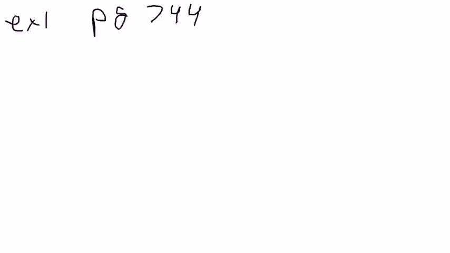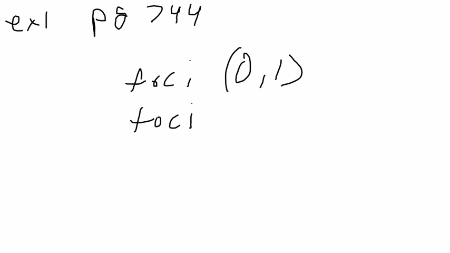Okay, this is example 1, page 744. It says we need to find the standard form of an ellipse if we have a foci at (0, 1), and we have another foci at (4, 1). And that's all they give us.